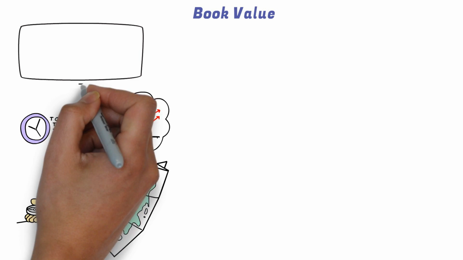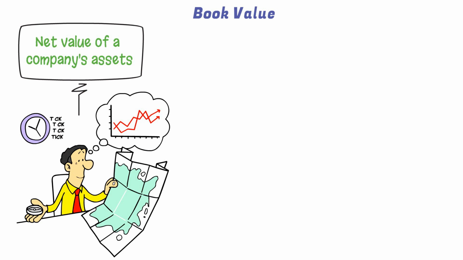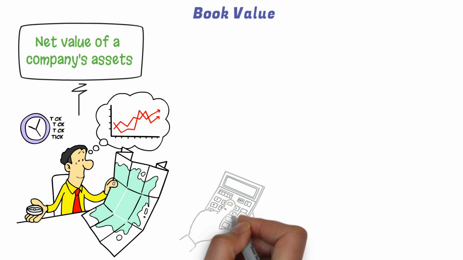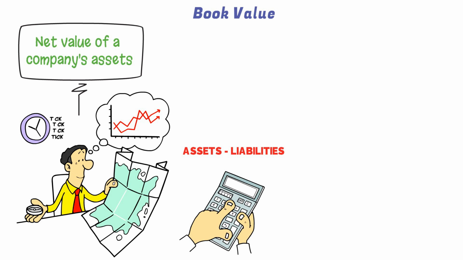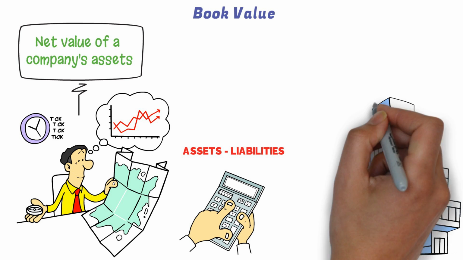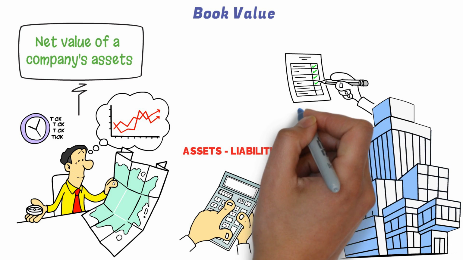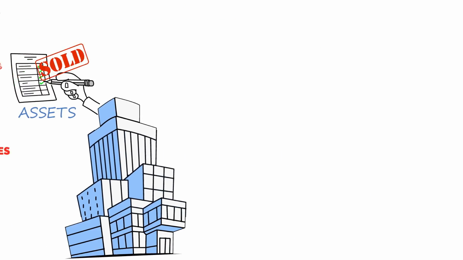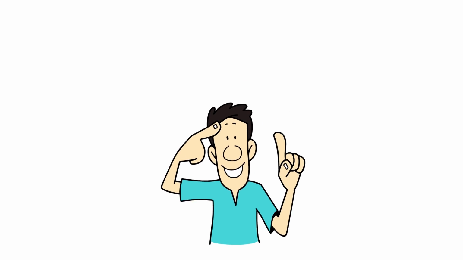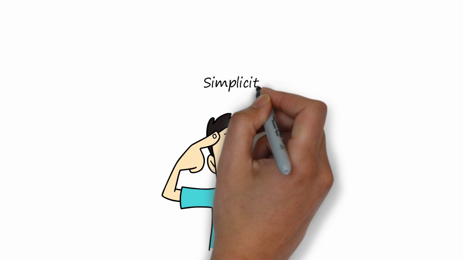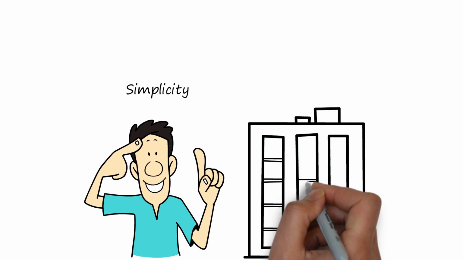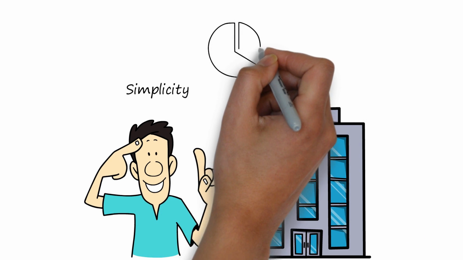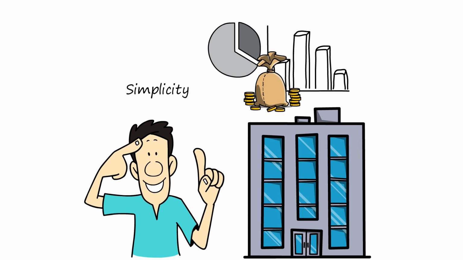This metric represents the net value of a company's assets. It's a simple calculation in which you subtract a company's liabilities from its assets. Book value is often used to quickly determine how much a company would be worth if all of its assets were sold and all its liabilities were paid off. One of the advantages of using book value is its simplicity, and that it's based on actual accounting numbers, making it a relatively reliable measure of a company's net worth.